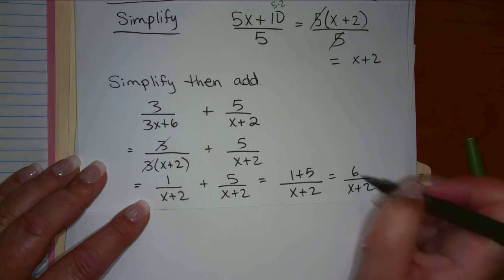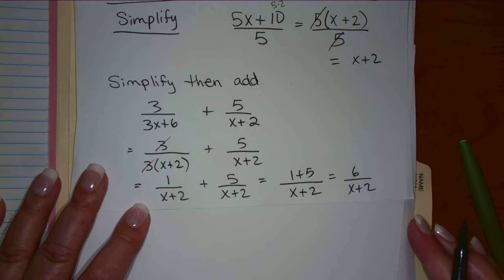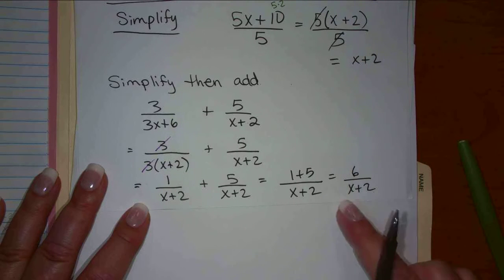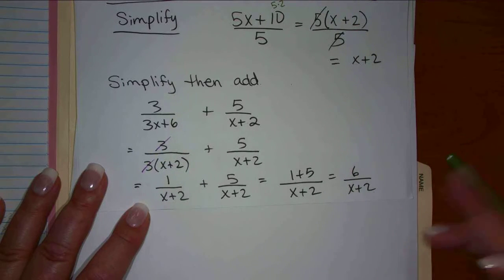Does the 6 and the 2 cancel? No, because the 2 cannot factor out of both of those. You can't write 2 times that. There's no 2 with the X, so you can't do it. So that would be the answer.